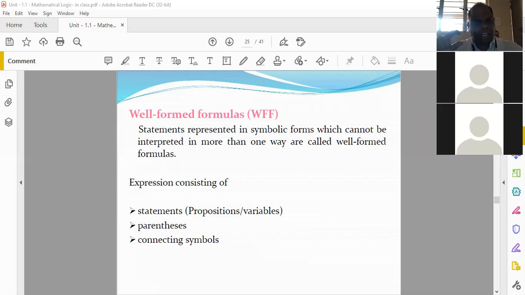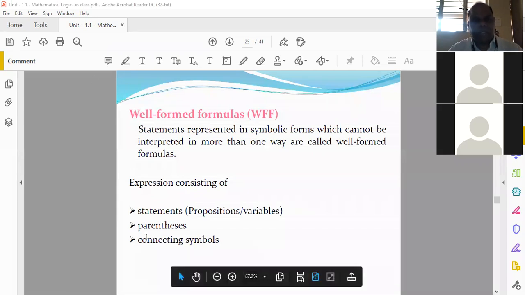Each and every statement must be connected with some connective symbol, either and, or, negation, conditional, or biconditional. Only that type of statement do we call a well-formed formula. Simply, I will mention one example to you.